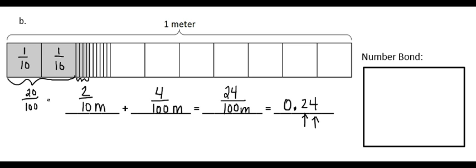Now let's write the number bond. We'll start with the decimal. So I have 24/100ths. The 2 is represented by the 2/10 on the tape diagram. The 4 is represented by the 4/100ths.